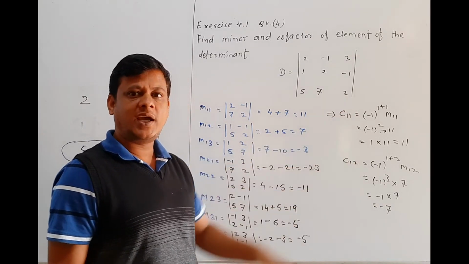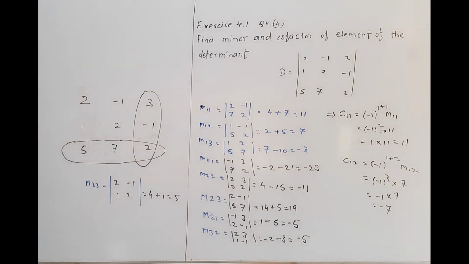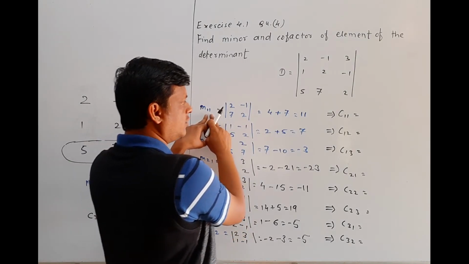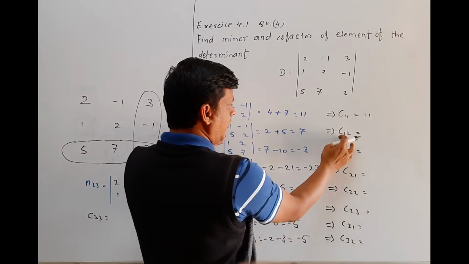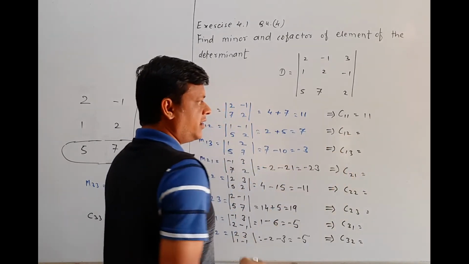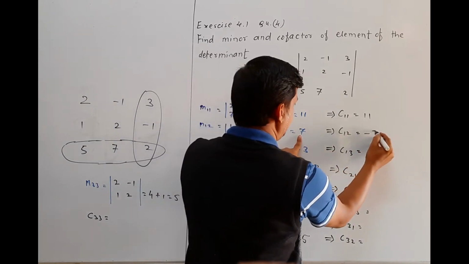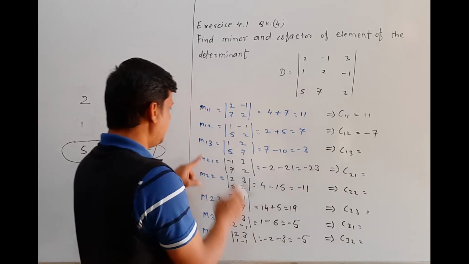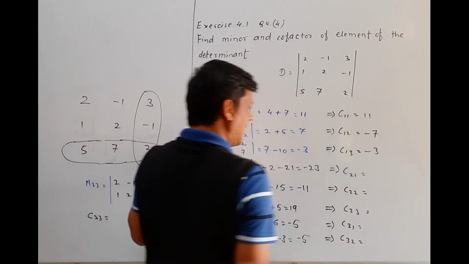So from this we can directly write the cofactor. See here how to write directly. 1 plus 1 is 2. 2 is an even number. So 11 is the cofactor. 1 plus 2 is 3. 3 is odd. So we have to change the sign of this minor. So we get here minus 7. 1 plus 3 is 4. 4 is an even number. So the minor is the cofactor. So write here minus 3 as it is.